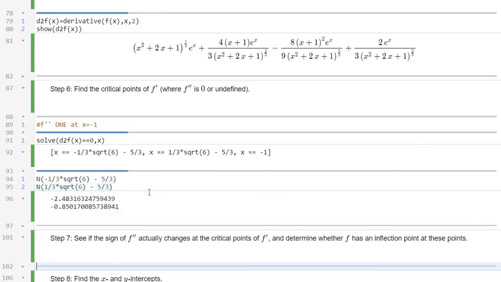Okay, so we get 2 places where the second derivative is 0 or does not exist. And, well, 2 places where it's 0 and 1 place where it does not exist. -2.48 and -0.85, it's 0. And then at -1, it does not exist. Those are the 3 potential inflection points of this function.